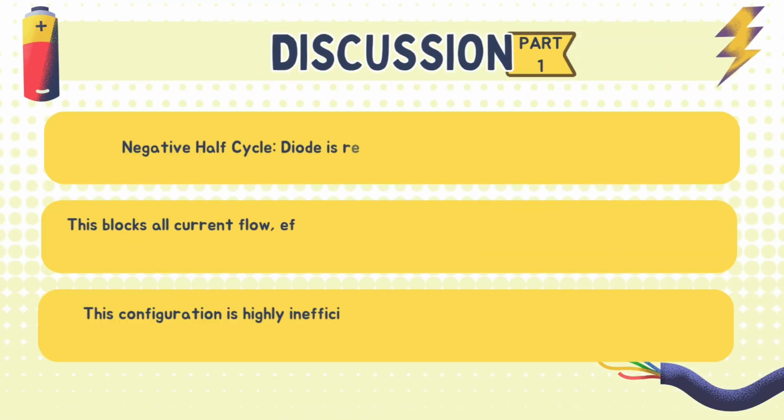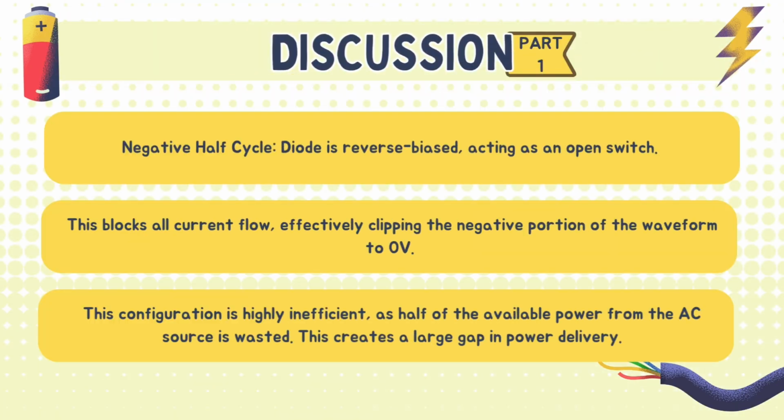In negative half cycle, the diode is reverse biased, acting as an open switch. This blocks all current flow, effectively clipping the negative portions of the waveform to 0 volts.